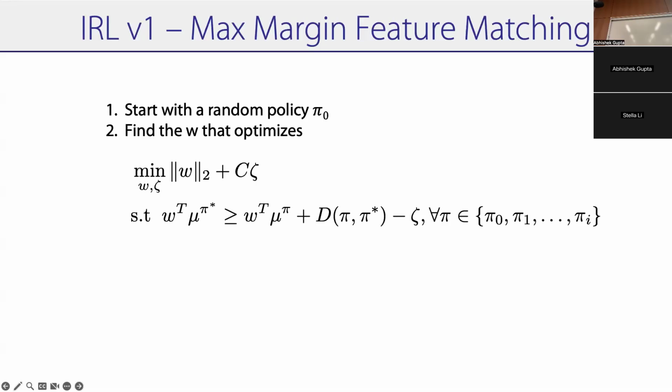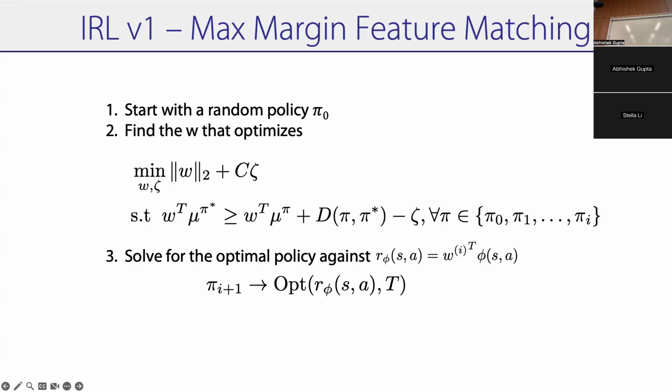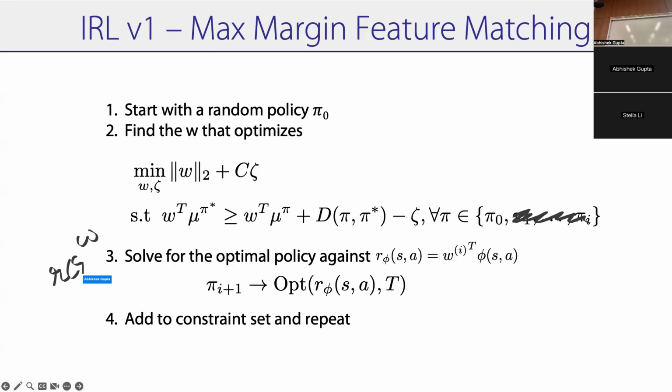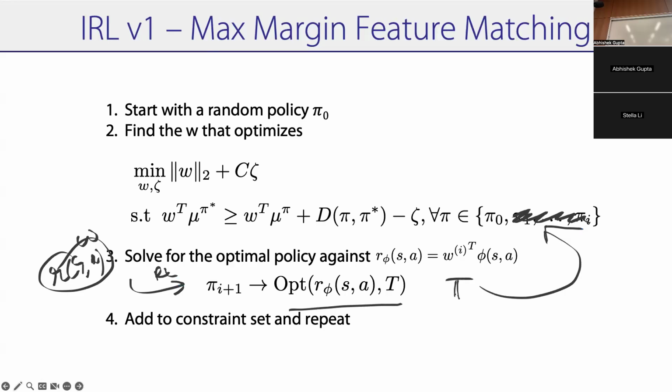Then you're going to get a W. You're going to take the W and try and find an optimal policy under that W. Right? And then you're going to add that pi back into your constraint set. So it's just incrementally building up your policy set. Essentially you start with one pi naught, and this gives me a W, and a W fully specifies a reward. Then you take that reward, you run RL on it. RL gives you a policy. You take that policy, you add it back to your set. Okay? And so you're mining for constraints.